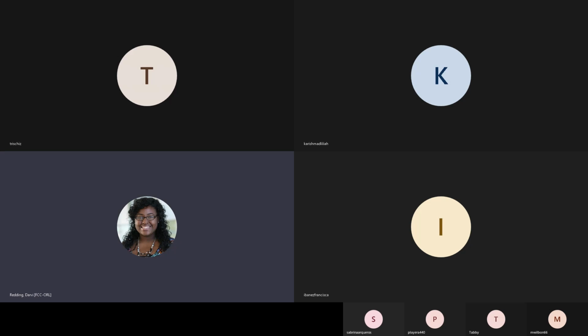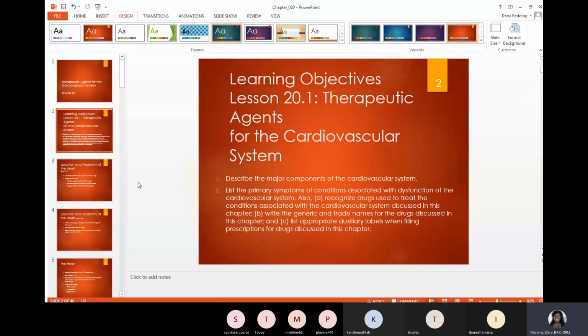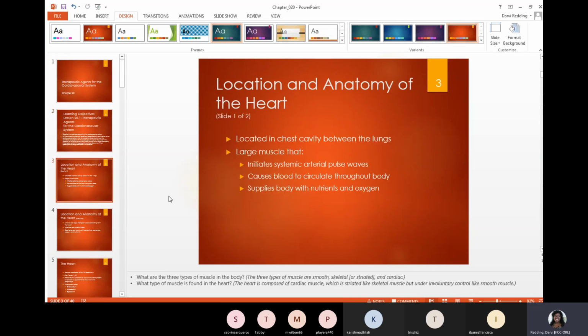you being able to describe the major components of the cardiovascular system. By the end of this presentation, you should be able to list the primary symptoms of conditions associated with the dysfunction of the cardiovascular system. You should also be able to recognize drugs that are used in the treatment of the conditions associated with the cardiovascular system. You should also be able to write the generic and trade names for the drugs discussed in this chapter, as well as list the appropriate auxiliary labels when filling prescriptions for the drugs we'll be discussing in this chapter.